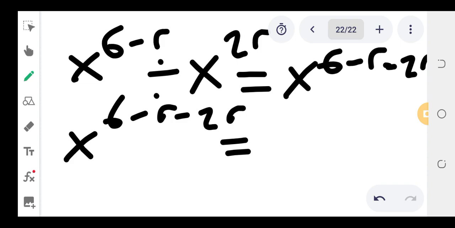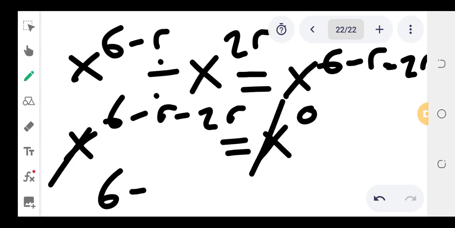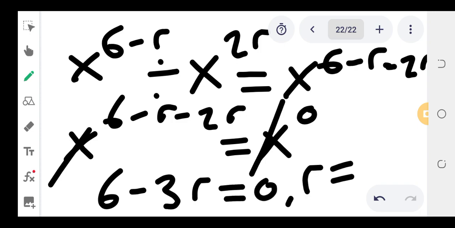That is what is meant by term independent. So the power of x must be equal to x to the power 0. So this and this must go. So we are remaining with 6 minus 3r equal to 0. So when we solve for r, we must get r is equal to 2.